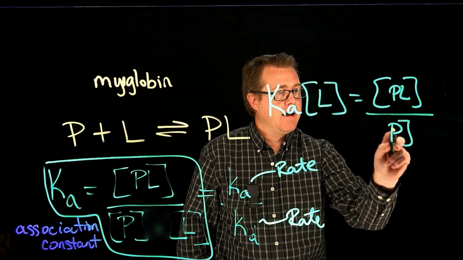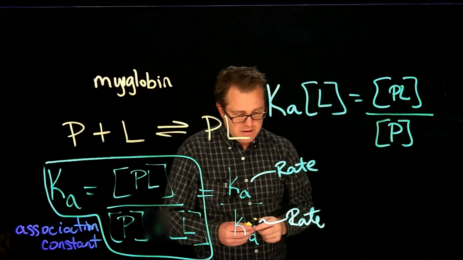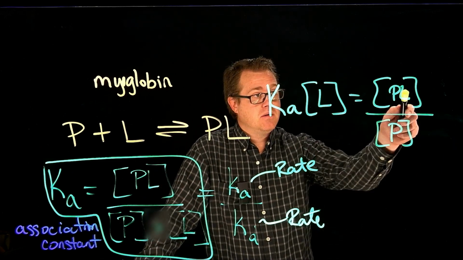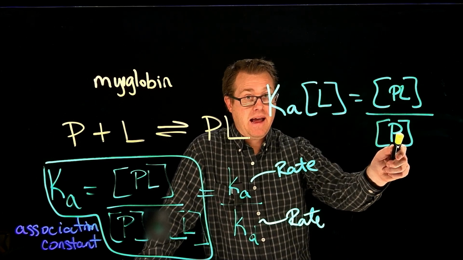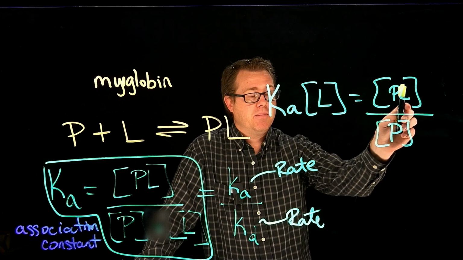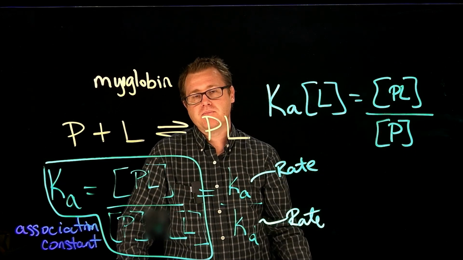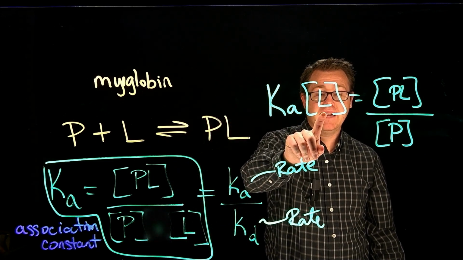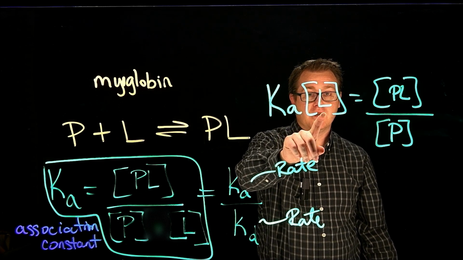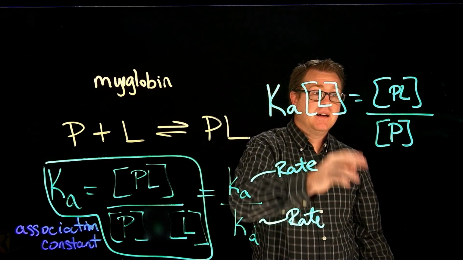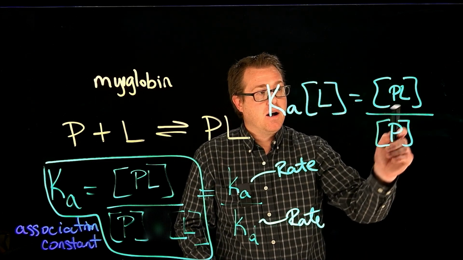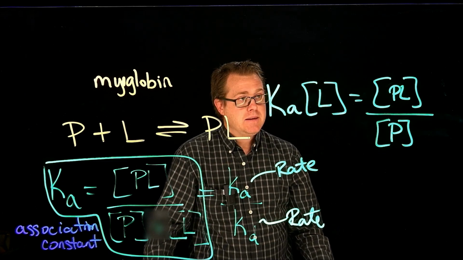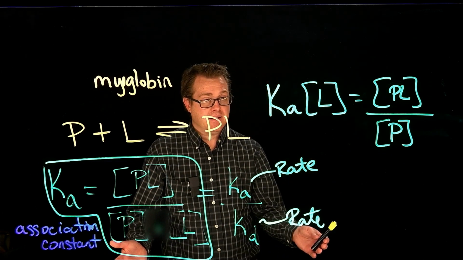And P, like that. All right? So from this, we can see mathematically that the ratio of bound to unbound, or occupied to unoccupied, is proportional to the amount of ligand that you have present. So as the concentration of the ligand goes up, we're going to get more of the protein and the ligand bound to one another. The ratio will go up. And that makes sense mathematically.